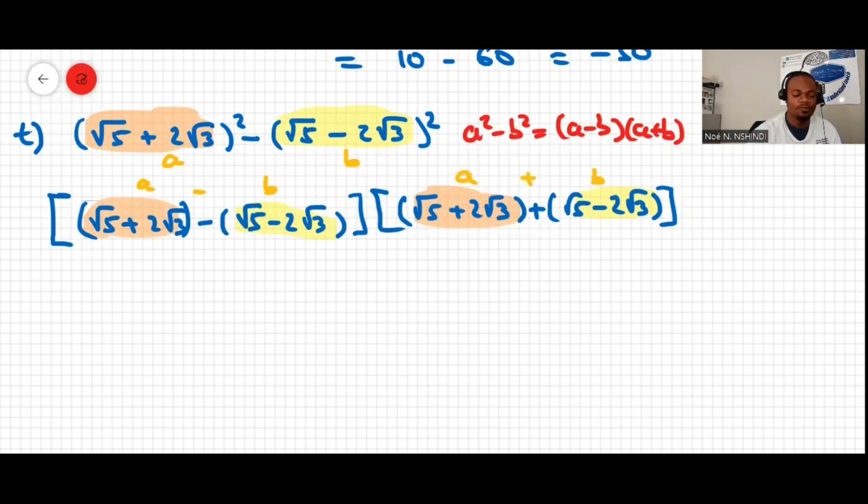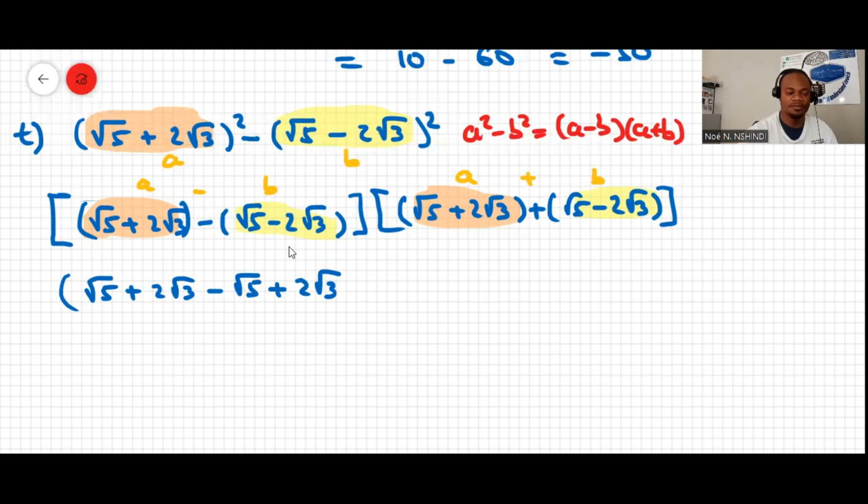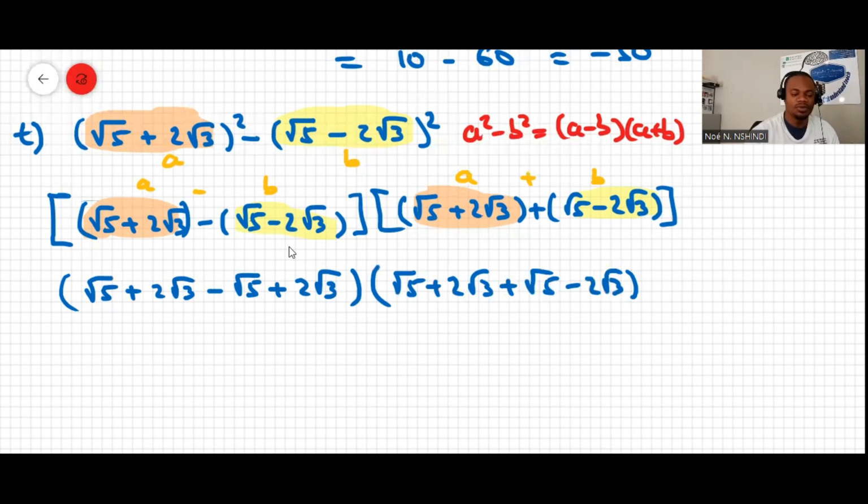If I drop the round bracket within the square bracket here, this will be root 5 plus 2 root 3, minus root 5 plus 2 root 3, because the minus outside the round bracket changes the sign of everything within the bracket. And then over there, it's going to be root 5 plus 2 root 3 plus root 5 minus 2 root 3. Note that root 5 minus root 5 falls here, and there also it falls.